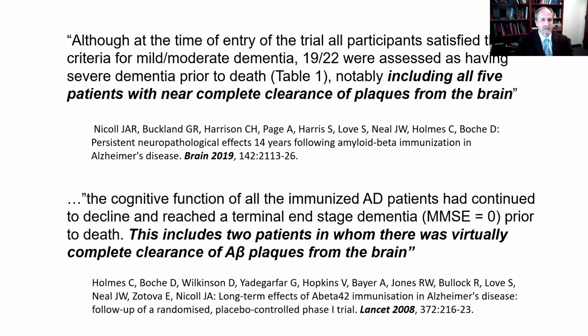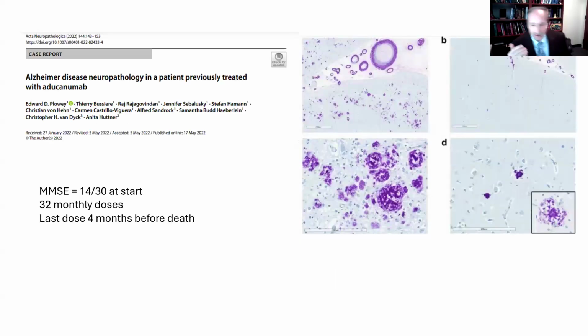In a more recent study, they again noted patients progress from mild moderate to severe dementia, including a number of individuals who had near complete clearance of plaques from the brain, and appeared to do so at roughly the same rate. So interesting findings, and having had a chance to look at the slides, I fully agree with the findings that were published, that there was indeed clearance of amyloid from the brain of these individuals. The impact on cognition is a very complex question.